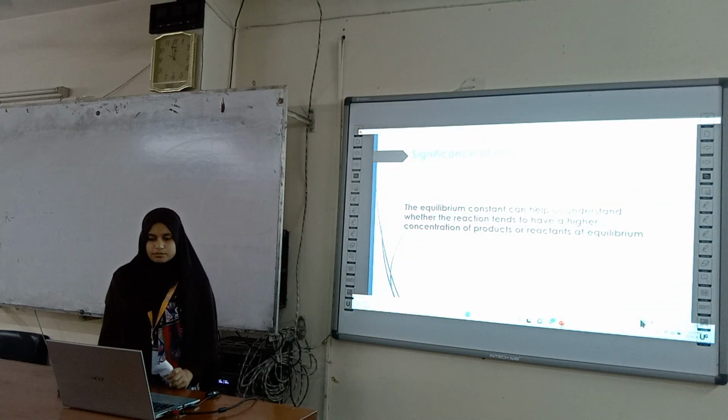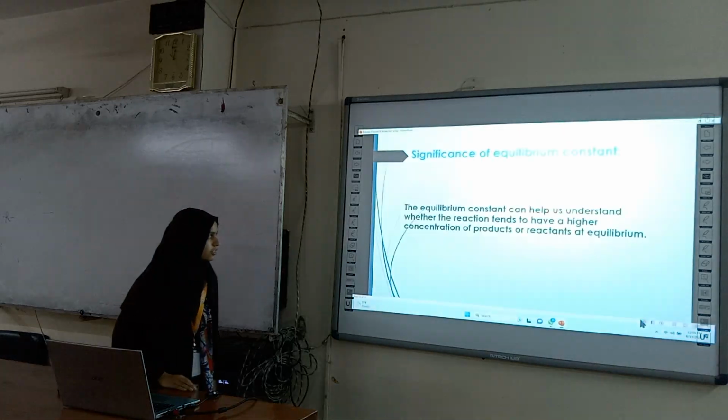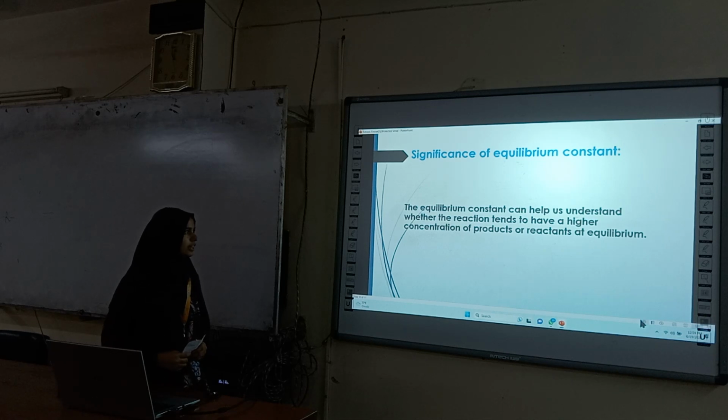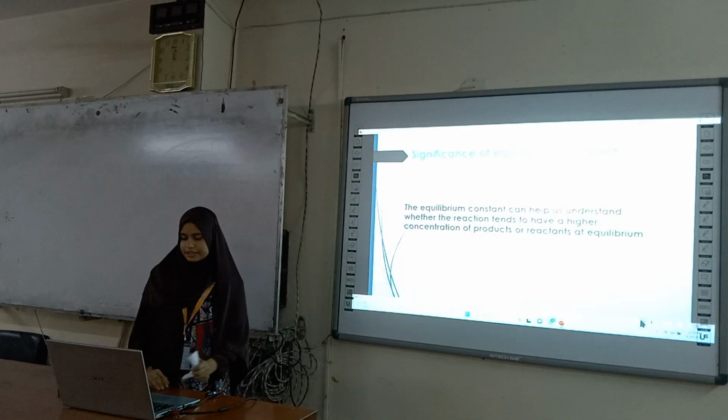Significance of the equilibrium constant. The equilibrium constant can help us understand whether the reaction tends to have a higher concentration of products or reactants at equilibrium.